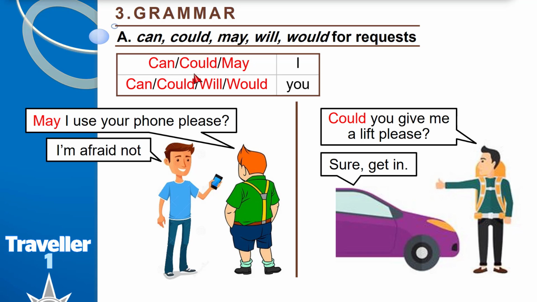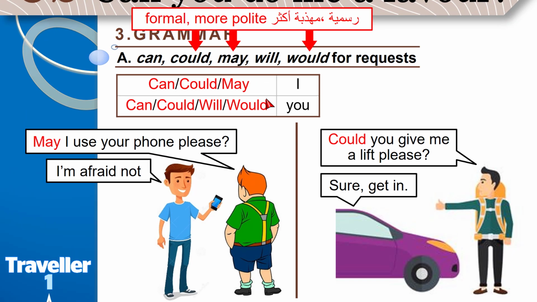Okay, are there no differences at all in using these modal verbs? Well, there's a small difference. You see, the verbs could, may, and would are more formal and more polite. You need to be nice to people. It's better to use would, may, or could. It's not wrong to use can or will, but it's more formal, more polite to use these three.